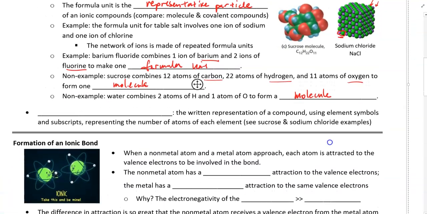Finally, this one right here is not particularly new. Blank: the written representation of a compound using element symbols and subscripts representing the number of atoms of each element. This again is just a chemical formula. That word formula is basically applied to any kind of compound. It doesn't matter if it's ionic or covalent. So you can see right here, here is a chemical formula for sucrose, and here is the chemical formula for sodium chloride.